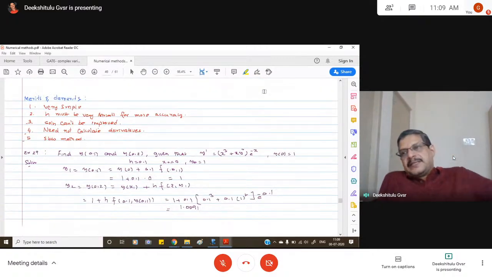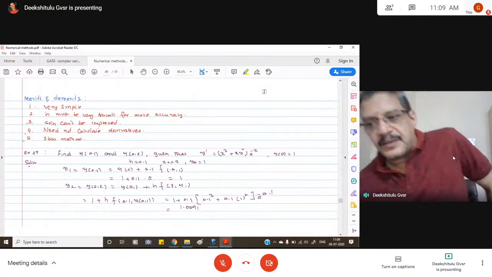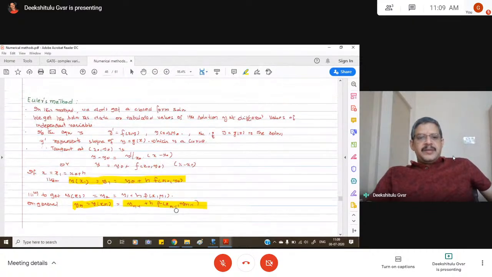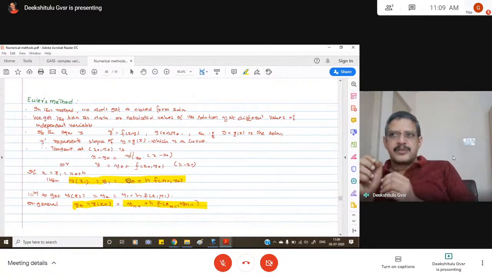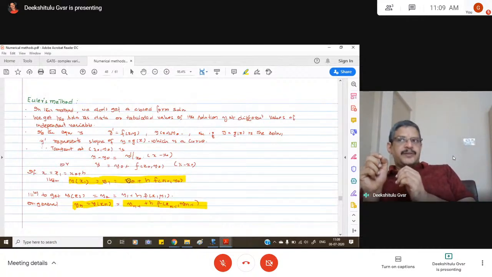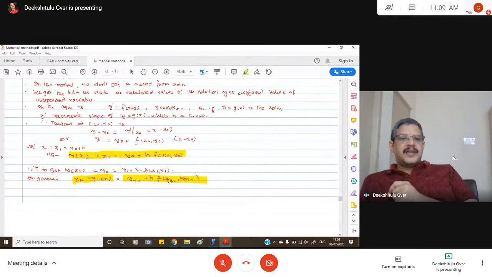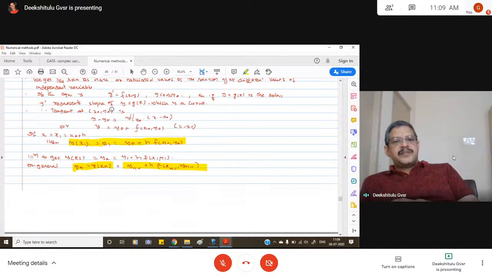So what are the merits and demerits? Coming to the demerits, x1 is assumed to be x0 plus h. That means h is a very, very small thing. When h is very small, what happens? Let us say this differential equation is defined over the interval [a, b], 0 to 10.